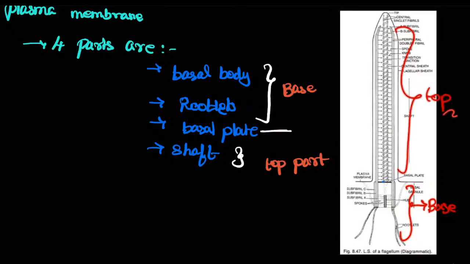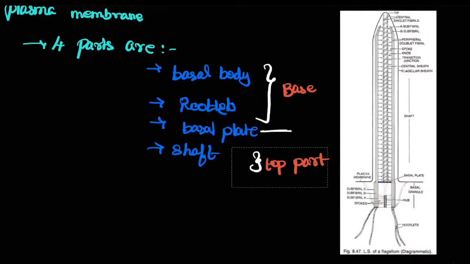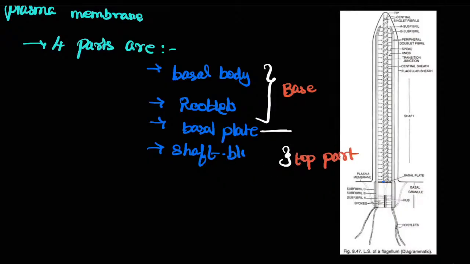What separates these two is a thin layer known as the basal plate. The basal plate is the plate that segregates them apart. Now what you can see is a shaft, which is also known as what? It seems I have a cold or a blocked nose. Sorry. It is also known as axoneme. Okay, what is it also known as? Axoneme.